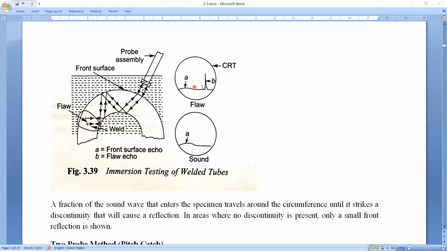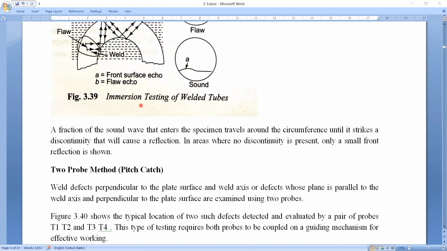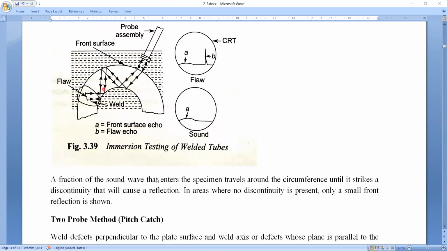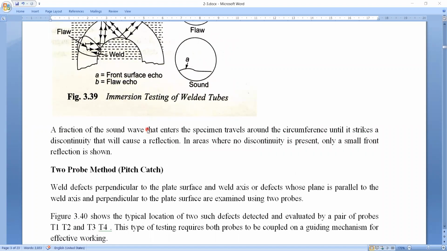If there are any defects, we get some peak echo. Based on this echo, we can identify the type of defect and the size of the flaw inside the pipes. This means we can test the weldments under the water also by using immersion type ultrasonic testing. Here in immersion type testing, we are using shear waves. Shear waves means transverse waves. We have two types of wave modes: one is longitudinal mode, the second is transverse mode. Transverse mode is also called shear waves.